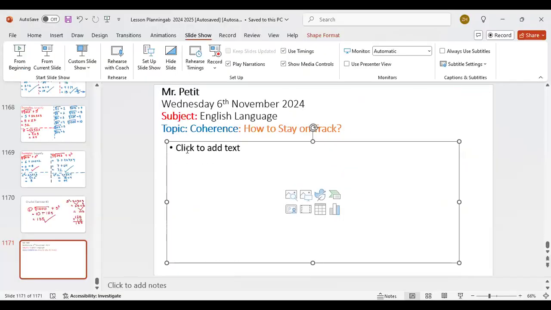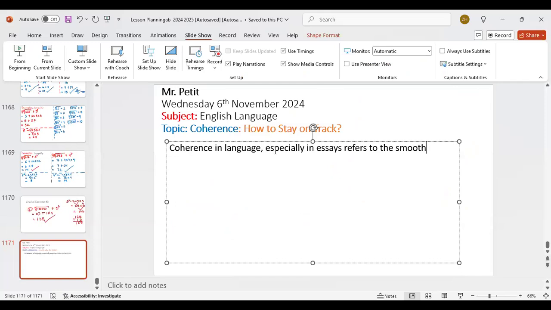So let's define coherence. So coherence, write this down for me, please. Coherence in language, especially in essays, refers to the smooth and logical flow of ideas.